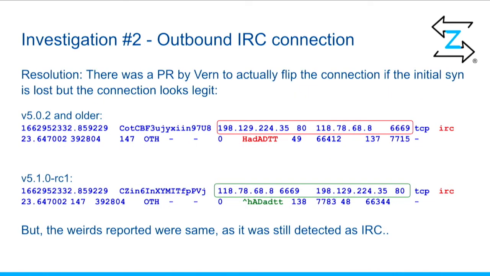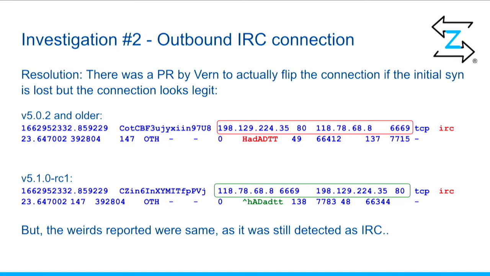Okay, so resolution. It turns out that I was incapable of troubleshooting that connection by myself. So I reached out to the awesome Zeek community, and I was talking to Justin, and he pointed out that there is a similar PR that was pushed out a couple of months ago, and that exactly deals with this issue: if Zeek misses a SYN packet, but the connection is legit, that means SYN-ACK, and then there are data packets, and then the proper reset, then actually it is flipped by Zeek.